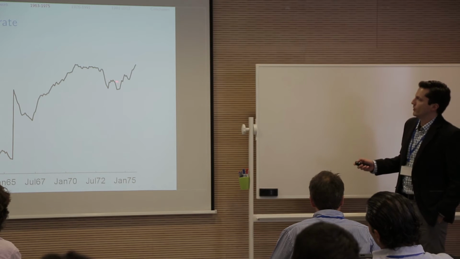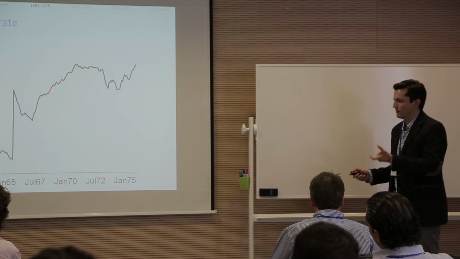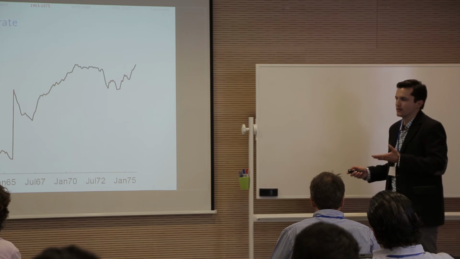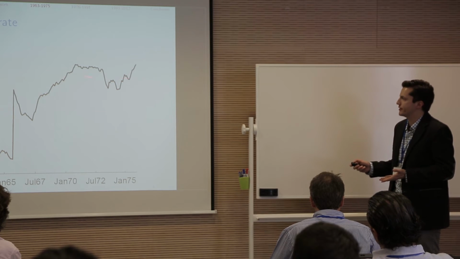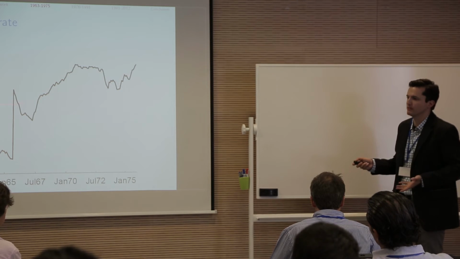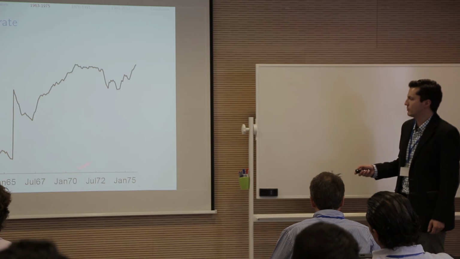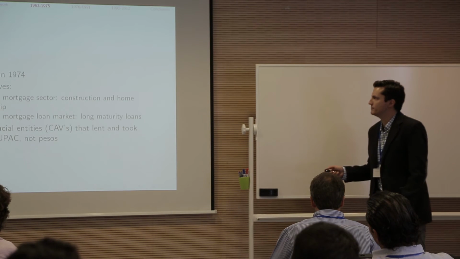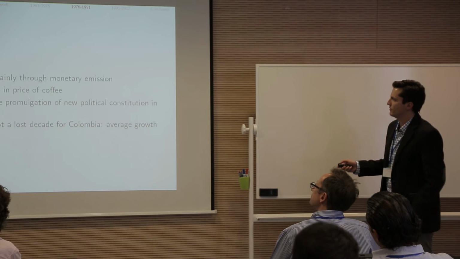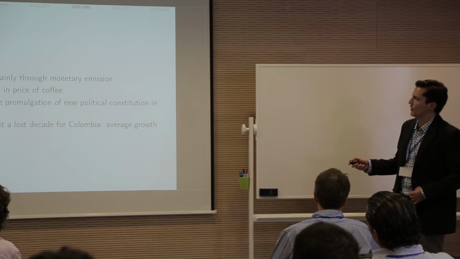So the idea of the crawling peg was sort of to maintain a fairly constant real exchange rate. Although this was true in this period, in the next one it isn't. Let me skip this. If I have time, I'll go back to this. So that will be the first period.